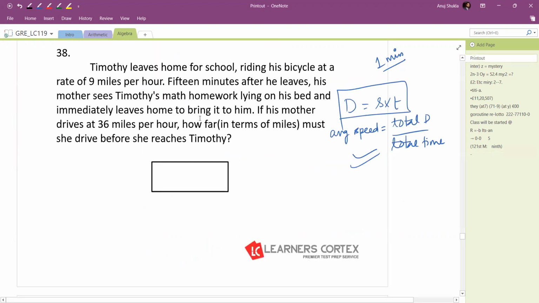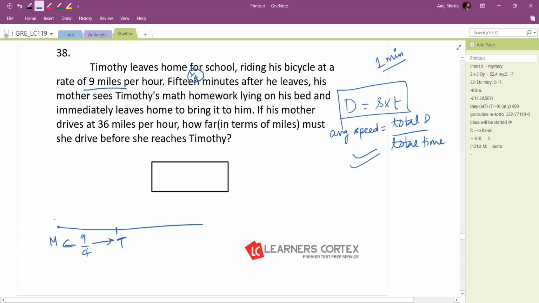So about this question, what they're saying: Timothy leaves home for school, riding his bicycle at the rate of 9 miles per hour. 15 minutes after. Suppose this is the home, right? 15 minutes is what? 1 by 4 hours. And at 9 miles per hour, how much distance would he have covered? 9 by 4 miles. Means Timothy is here, and her mom is here.